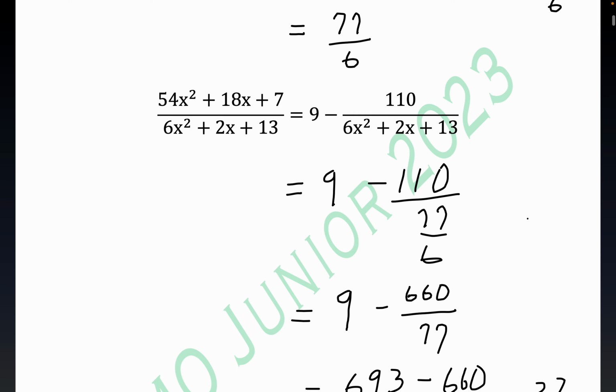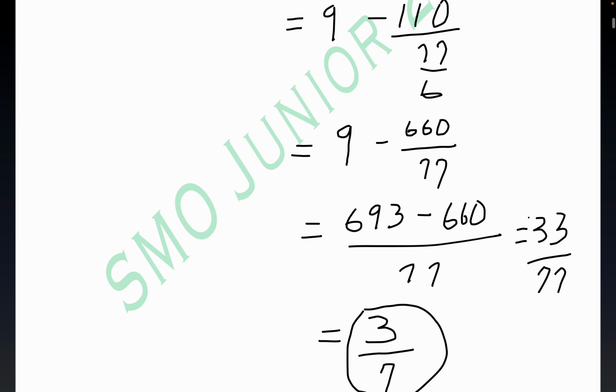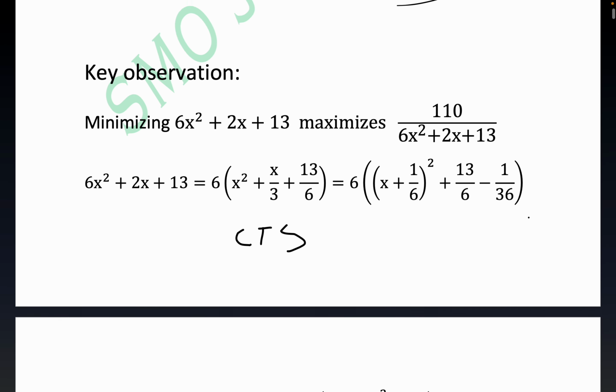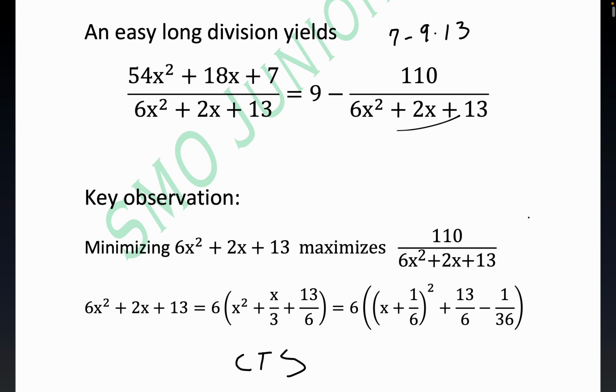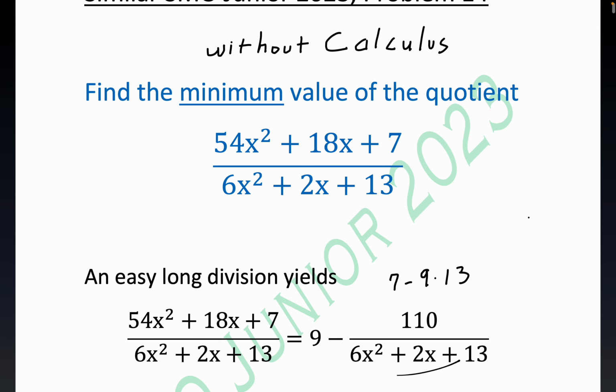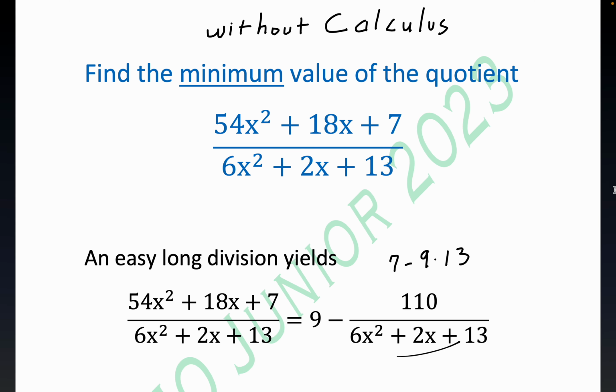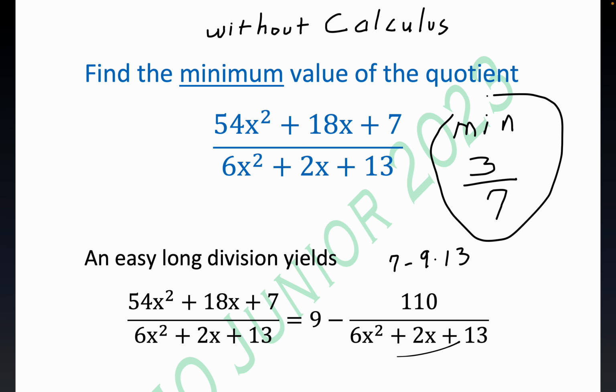So that does it. 3 over 7. So the answer to the question: find the minimum value of the quotient. The minimum value of this quotient is 3 over 7. I like the problem, folks. We didn't have to do the quotient rule of calculus and a bunch of tough algebra, just a couple of simple observations. And we completed that problem without the aid of calculus.